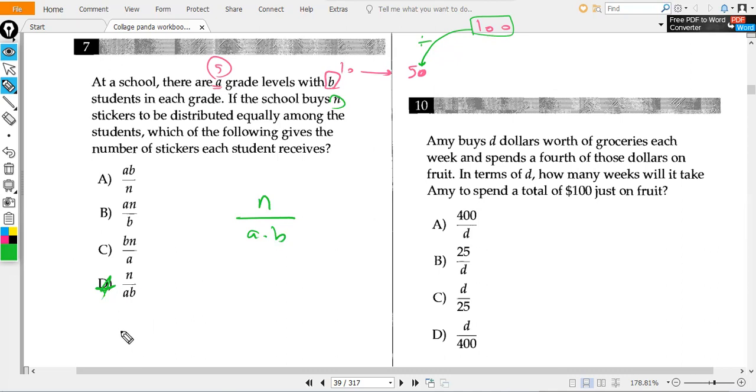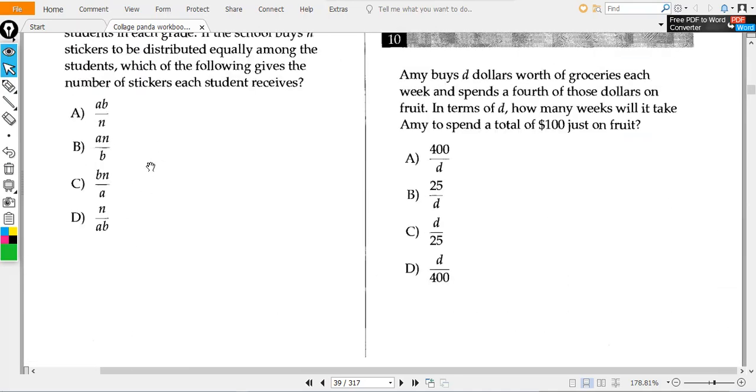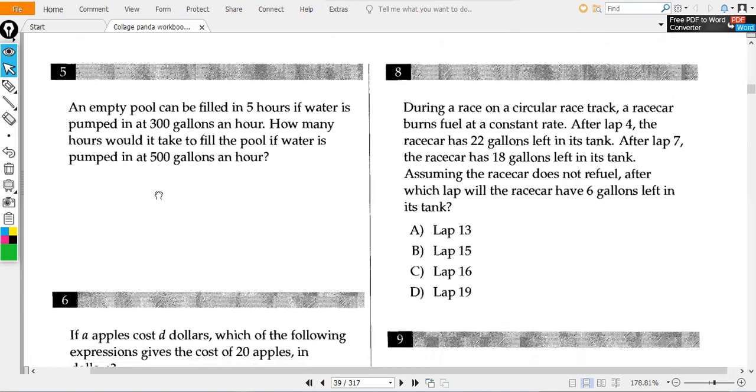Now, okay, got it now? Yes, got it. Good. Let's go to the next one. Number 8.